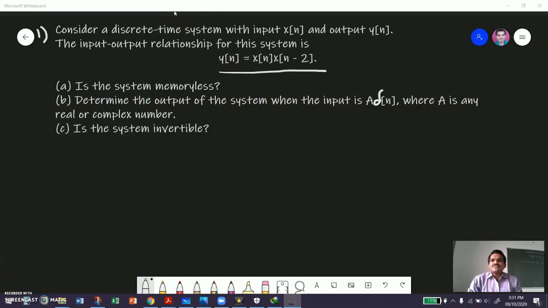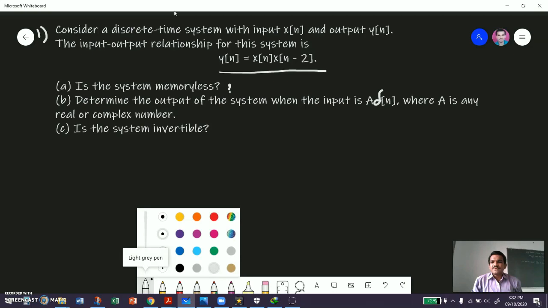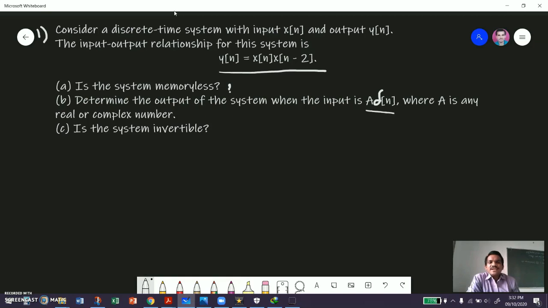Consider a discrete time system with input x of n and output y of n. The input-output relationship for the system is y of n equals x of n times x of n minus 2. We have to find out whether the system is memoryless, determine the output of the system when the input is a times delta n, where a is any real or complex number, and finally determine whether the system is invertible.